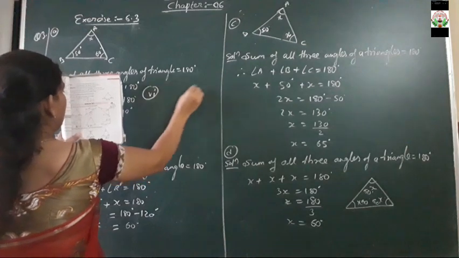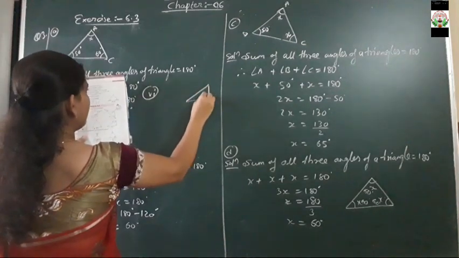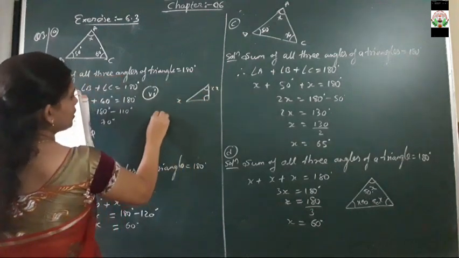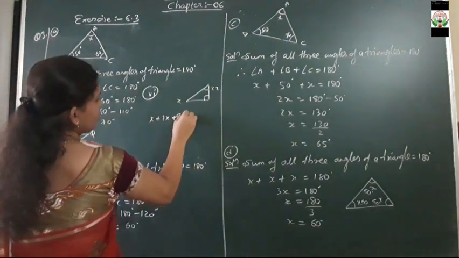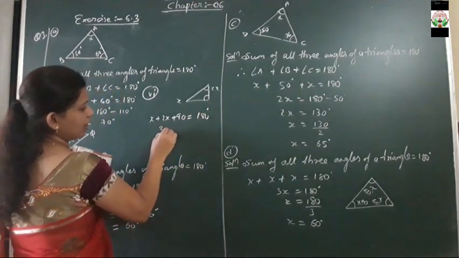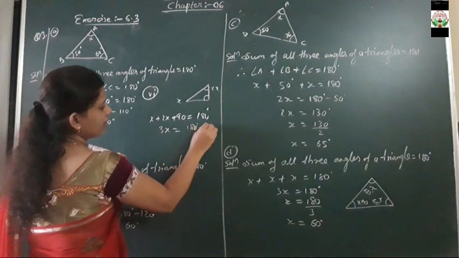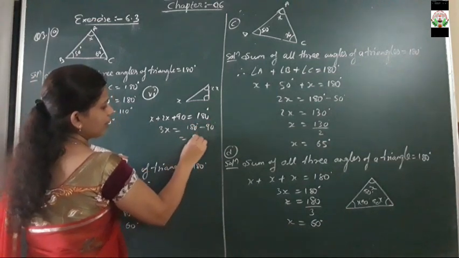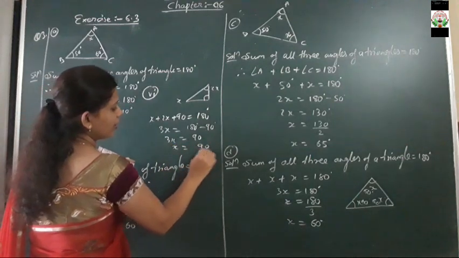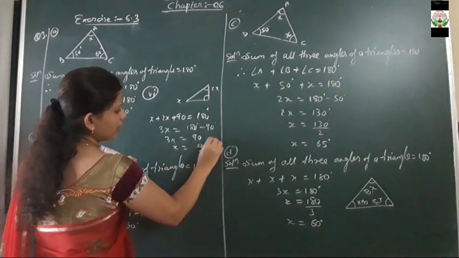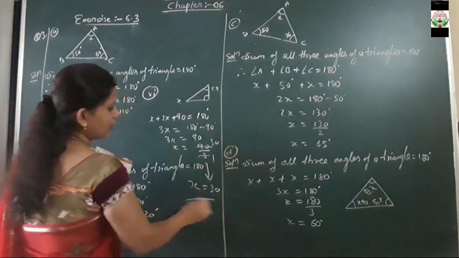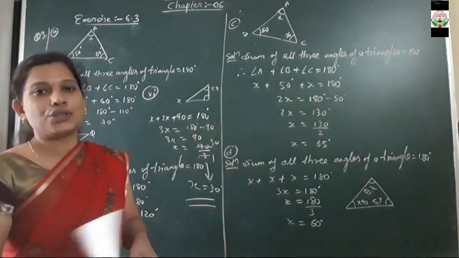part, a triangle is given, here a 90 degree notation, here 2x is given and here x. That means x plus 2x plus 90 is equal to 180 degrees. So x plus 2x will be 3x, and 180 minus 90 will become 90 itself. So 3x is equal to 90, x is equal to 90 divided by 3. So the value of x for this question will become 30. So this is the required answer for question number 1.